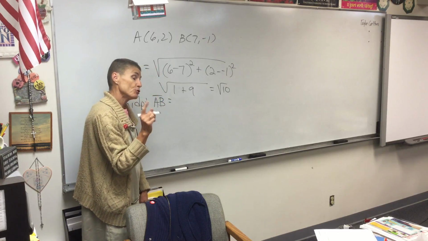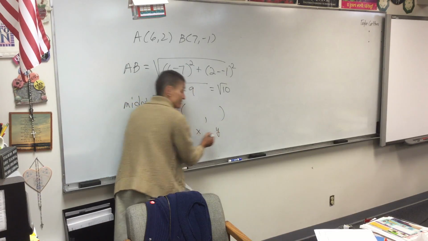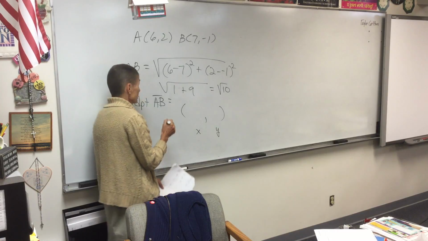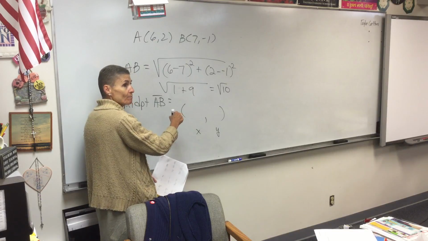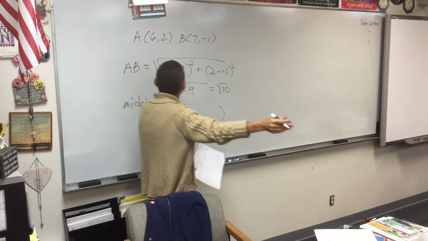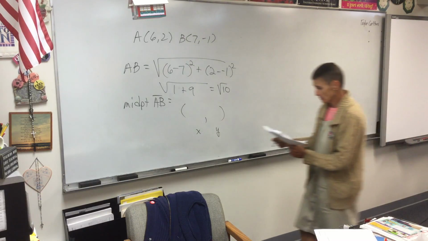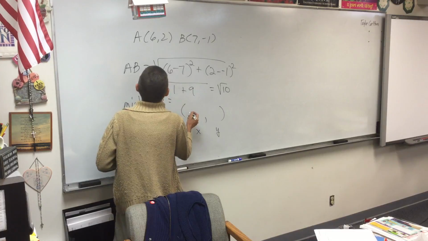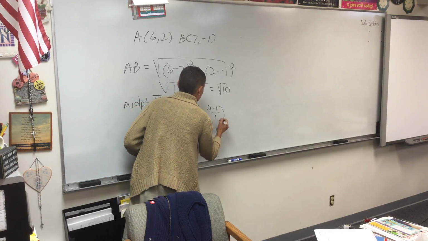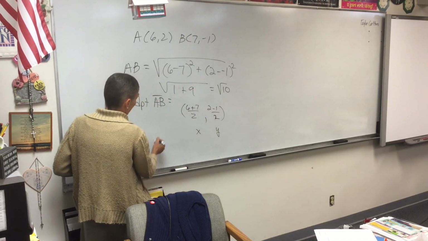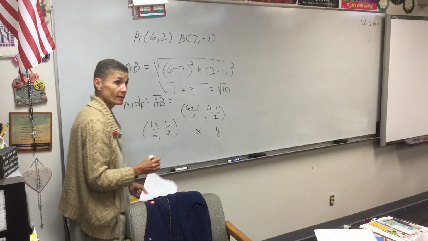Okay, and make sure you do this in the right order. We're looking for a point, so these have to be the x's and these have to be the y's. So really, it doesn't matter which order you do them in as long as you write the answer in the right spot. If we do our x's first, then we'll have 6 plus 7 and 2 minus 1. So our midpoint will be 13 halves, 1 half. Is that all right with everybody?